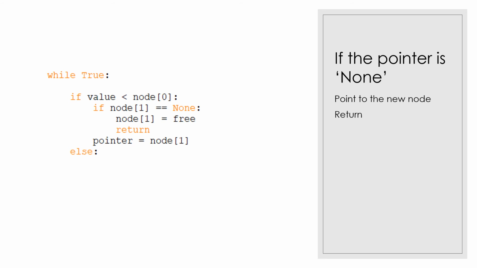Left is node 1. So if the data, the left pointer, is none, then make it point to the free node. That's where we've stored our new value. So make it point to the free pointer and return to the main program. That's the end. Otherwise, we change the value of the pointer and we move on in our journey through the tree.